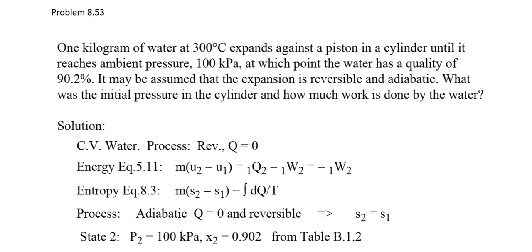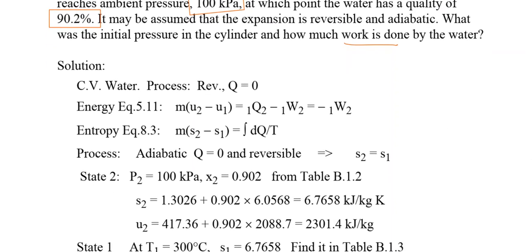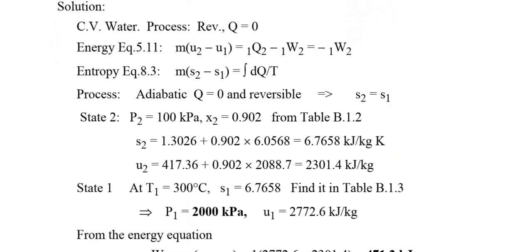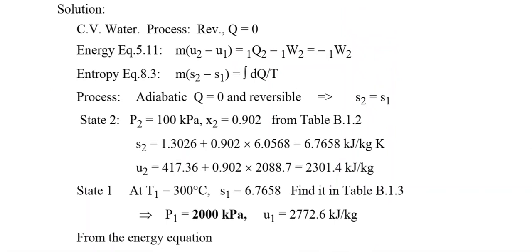So in this problem, initially we have only the temperature known, and at the second state we have the pressure known and also the quality known. So obviously we have to start from state number 2. What we need to find out is the work done by the water and the initial pressure. First, let's check from the final condition, and find the entropy, internal energy, and so on. We will check later what we need to find out.